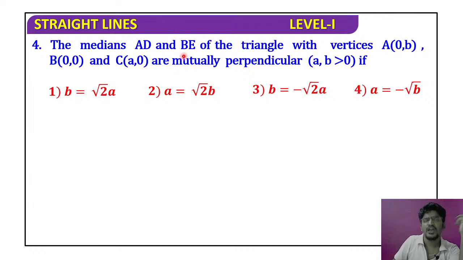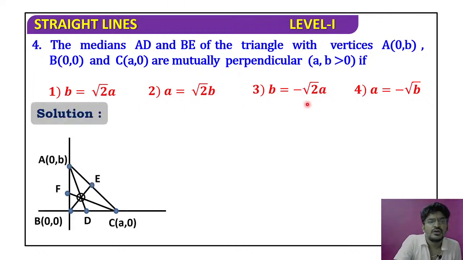If two lines are mutually perpendicular, we know that the product of their slopes is equal to -1. Clear? So now by using that, you can identify the relation between a and b. No problem. So let us check.